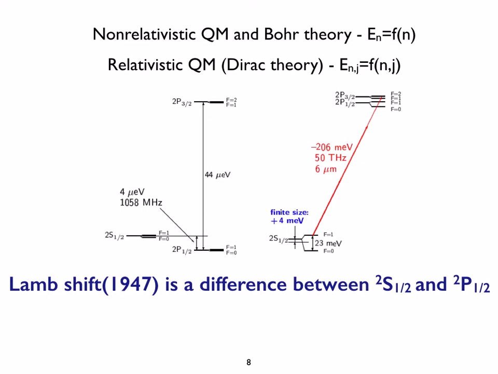On the left plot the n equals 2 levels for hydrogen are shown. We can see here that the Lamb shift is much smaller than the fine structure, and the difference between 2p1/2 and 2p3/2 levels, and in this case the main contribution to the Lamb shift is given by the vertex correction. On the right plot the same levels are shown for muonic hydrogen, and in this case the Lamb shift is much larger than the fine structure.